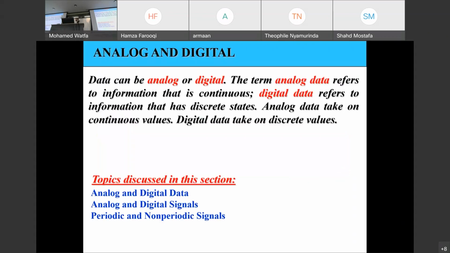Okay, so as we said, both things, data and signal, could be either analog or digital. So one more time, data is what I have. What I want to send is signal, to be specific, electromagnetic signal. The data itself can either be analog or digital.